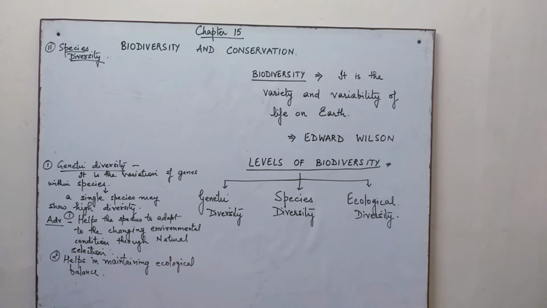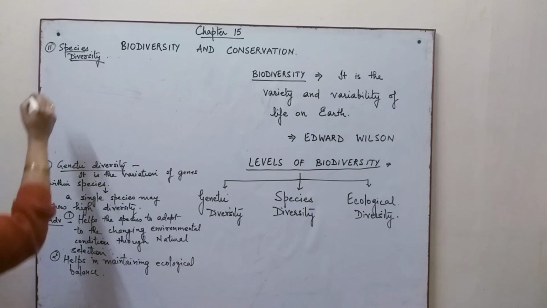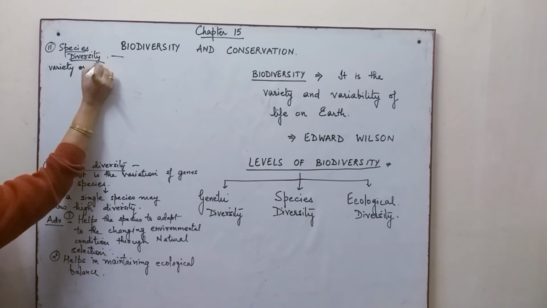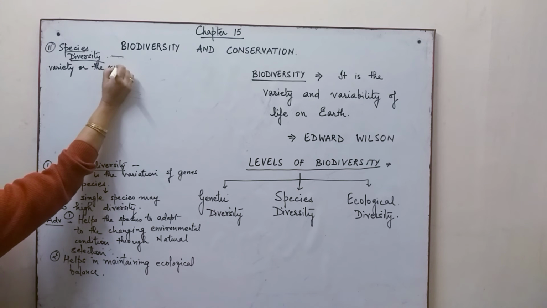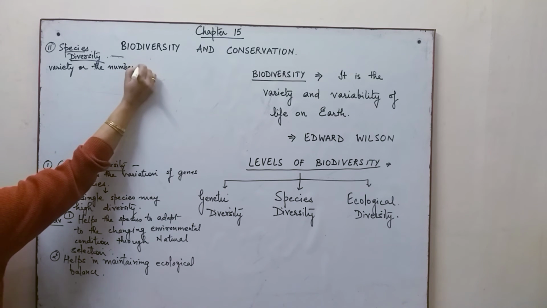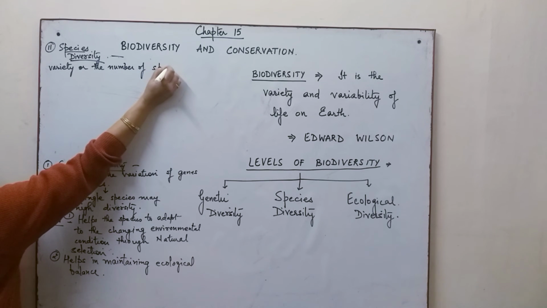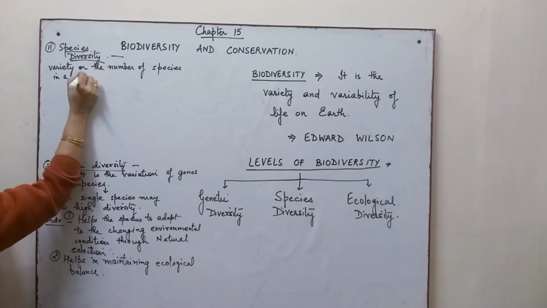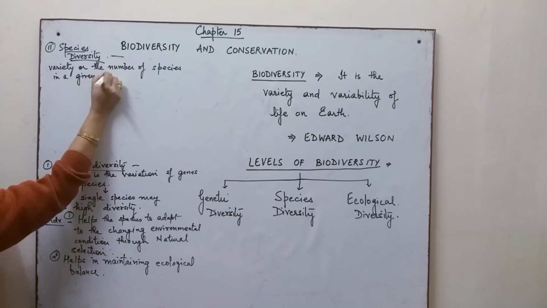Now, species diversity is the variety or number of species within a given region. So, it is the variety or the number of species in a given area.